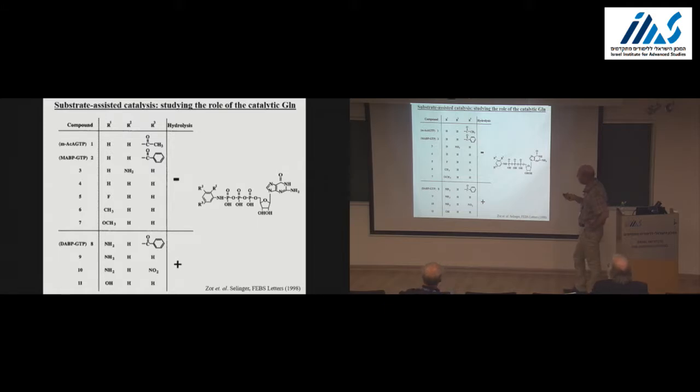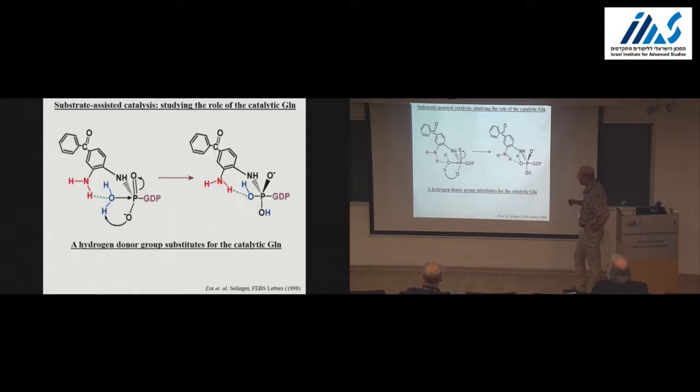And I will cut the story short again. The final conclusion that we had out of all these analogs is that we indeed need only the amino group, and the function of this amino group is to donate a hydrogen bond. So we suggest that the amino group of the glutamine as well is participating in the reaction by polarizing the water molecule to attack the gamma phosphate, and then stabilizes the transition state which is formed.